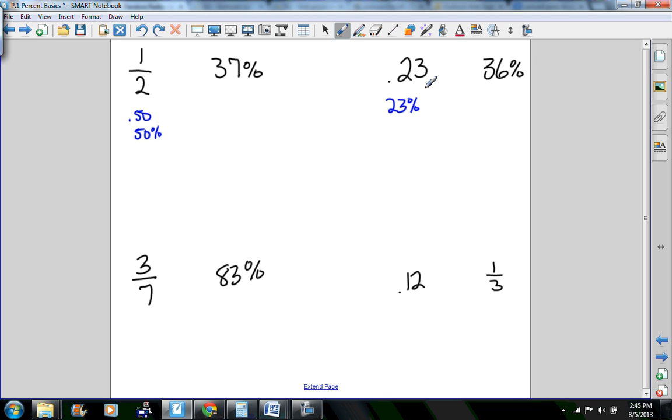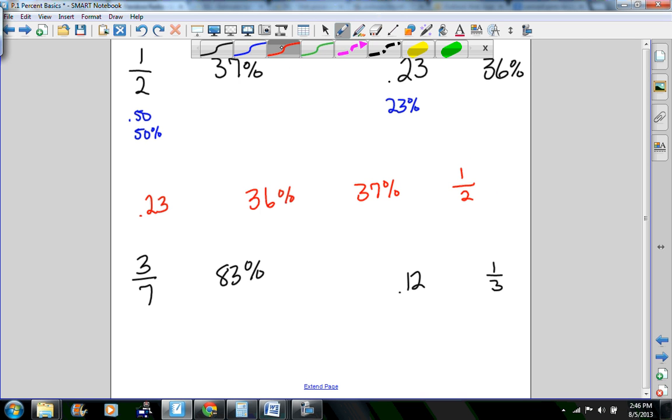So in order to do this from least to greatest, you always write the original number. Don't write these, write the originals. So it goes 0.23 first, then 36%, then 37%, and then 1/2.